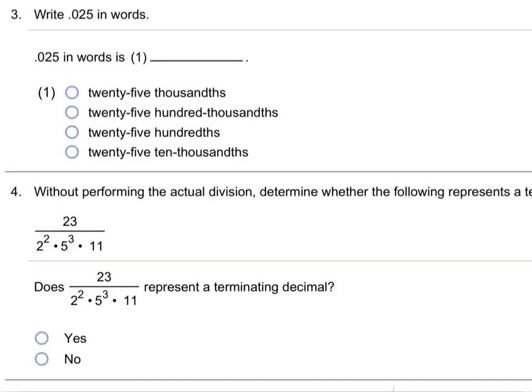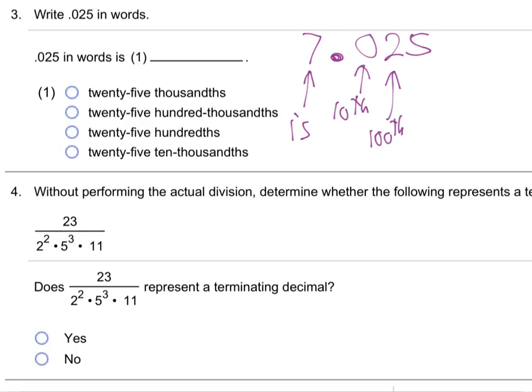All right, let's try this one. Write 0.025 in words. This will be multiple choice. Which one of those is right? They all say 25, huh? 25 what? Well, how you name a decimal is you name it by the last place. So this is the tenths. Remember, it starts with the tenths. This is the hundredths. Why doesn't it start with the oneths? Well, that's over here. This is the ones place. That's why it's tenths next.